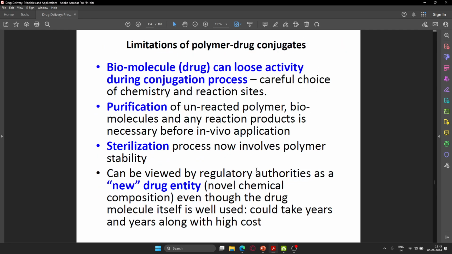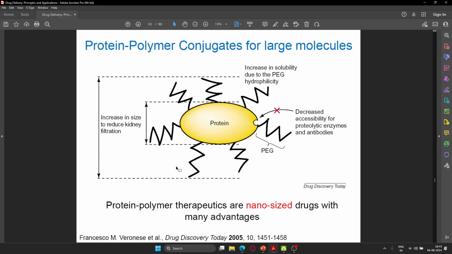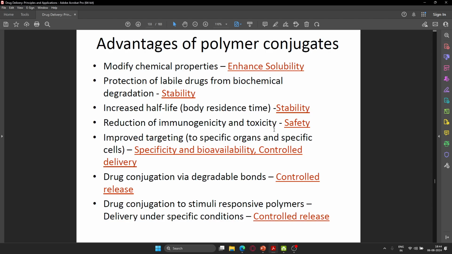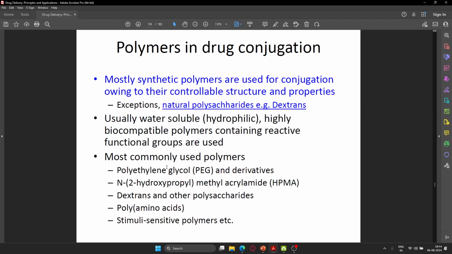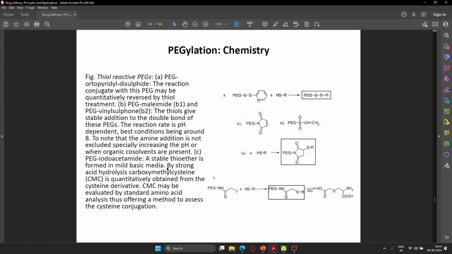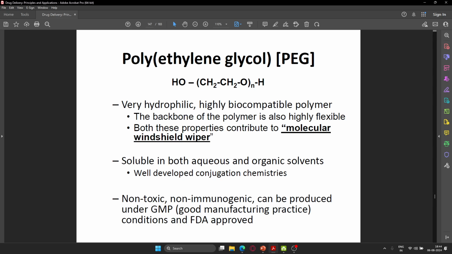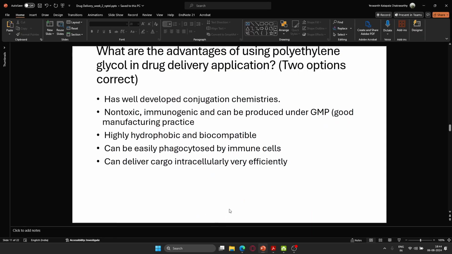So it is a highly hydrophilic molecule. So it increases solubility due to PEG hydrophilicity. It increases protein solubility due to PEG hydrophilicity. If I can find the PEG page, yeah. So there are several PEG conjugation chemistries, but it is soluble in aqueous solution, so it is very hydrophilic. So it's not hydrophobic at all. So that's why 3 is wrong, but 2 is correct, and 1 is also correct.